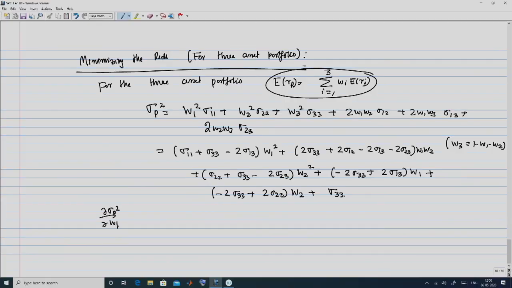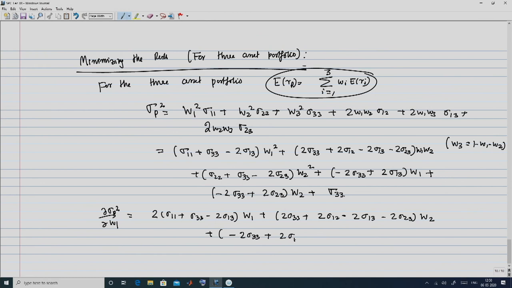So, in order to determine the optimized values of W1 and W2, and consequently W3, I take the partial derivative of the variance with respect to W1 and W2 and set it equal to 0. Accordingly, delta sigma p square by delta W1 is twice sigma 11 plus sigma 33 minus twice sigma 13, into W1, plus twice sigma 33 plus twice sigma 12 minus twice sigma 13 minus twice sigma 23, into W2, plus minus twice sigma 33 plus twice sigma 13, and set it equal to 0. This coefficient comes from here, this one comes from this term, and this one comes from this particular term.